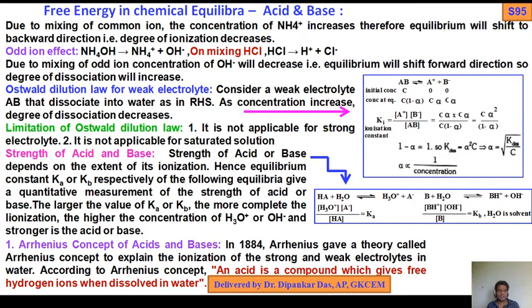Now the first one, the Arrhenius concept of acid and base, very important. So what did Arrhenius state? In 1884, Arrhenius gave a theory called the Arrhenius concept to explain the ionization of strong and weak electrolyte in water. According to the Arrhenius concept, an acid is a compound which gives H plus ions when dissolved in water. So acid, according to Arrhenius, is a substance which gives H plus ions in aqueous solution.